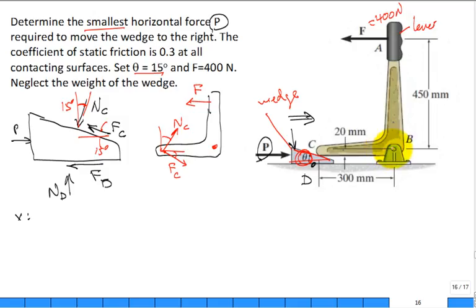This is the way I do it. If that pin failed, would this arm rotate that way up? Would the corner of that lever go that way, or would it go that way? If pin B failed, it would go up, meaning that I'm probably going to have a positive B X in that direction and a positive B Y in that direction. B X and B Y.